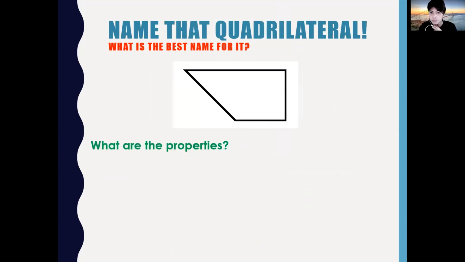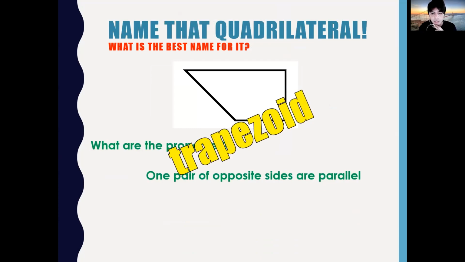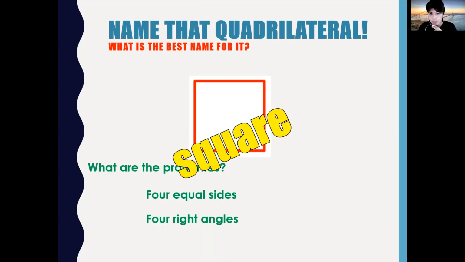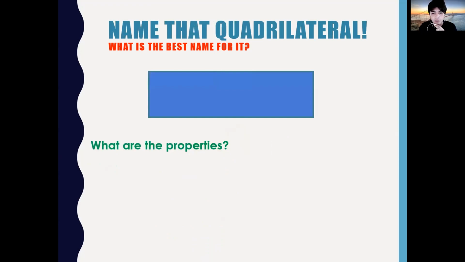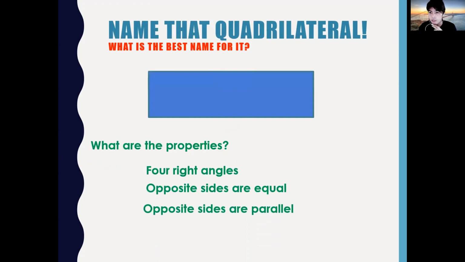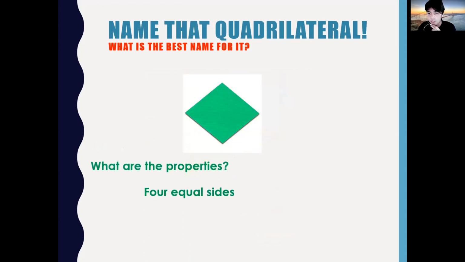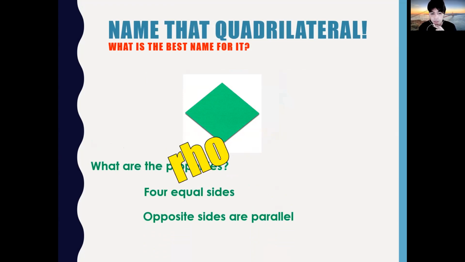Next, what are the properties in this illustration? One pair of the opposite sides are parallel. That is a trapezoid. What are the properties of this illustration? Four equal sides, four right angles. That is a square. Correct. This one, four right angles and opposite sides are equal. Opposite sides are parallel, so that is a rectangle. Correct. Four equal sides, opposite sides are equal. That is a rhombus.